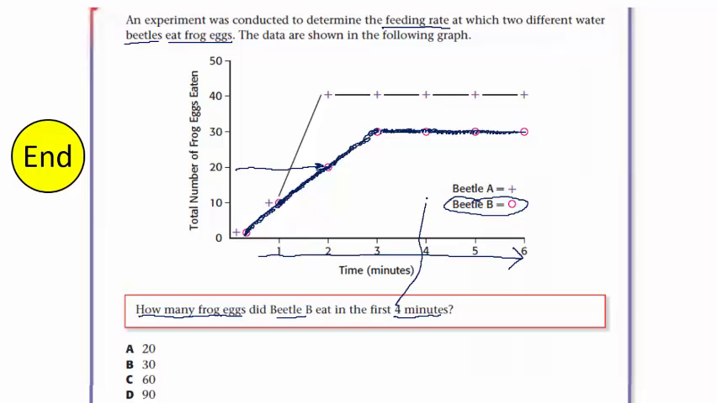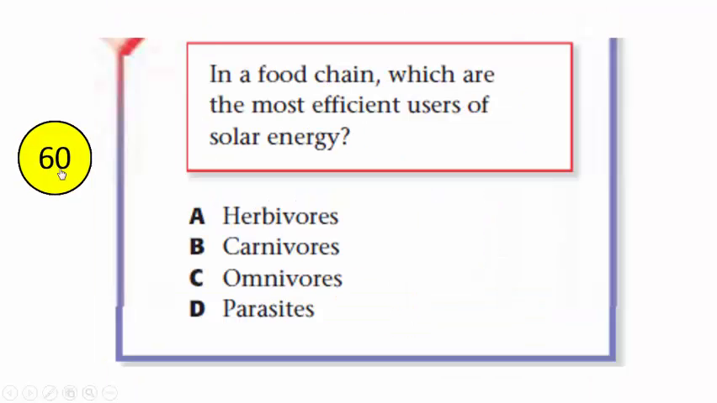So after 4 minutes, we go here, we look at this point, we move over to here, Beetle B eating 30 eggs. There we go. We do not add these numbers together, which is what they want you to do. Next question, 60 seconds, begin.